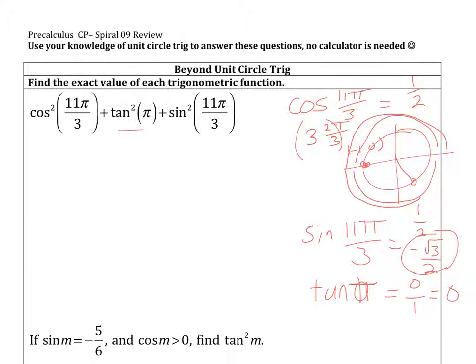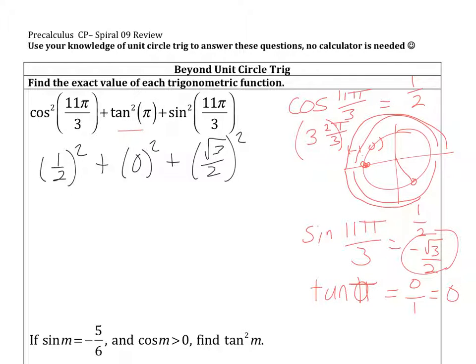Okay, let's plug these things in. First up, we've got a half, and that's going to be squared. Then we've got 0, and that's going to be squared. And then we've got the square root of 3 over 2, and that's squared also. Again, I'd like you to notice that we found the trig values for each of these things, and now we're plugging them in, and now we're squaring them. So that's going to be 1/4 plus 0. And then the square root of 3 over 2 squared is going to be 3 on top and 4 on the bottom. 1/4 plus 3/4 is going to be 1.